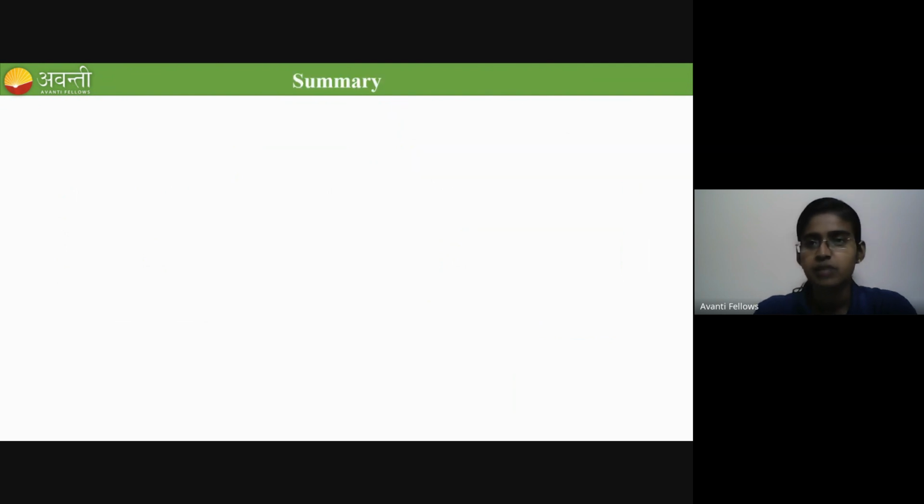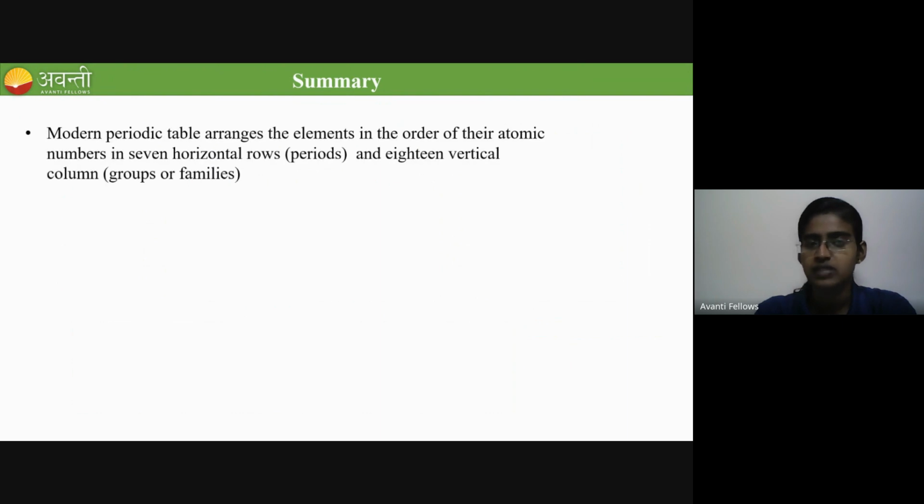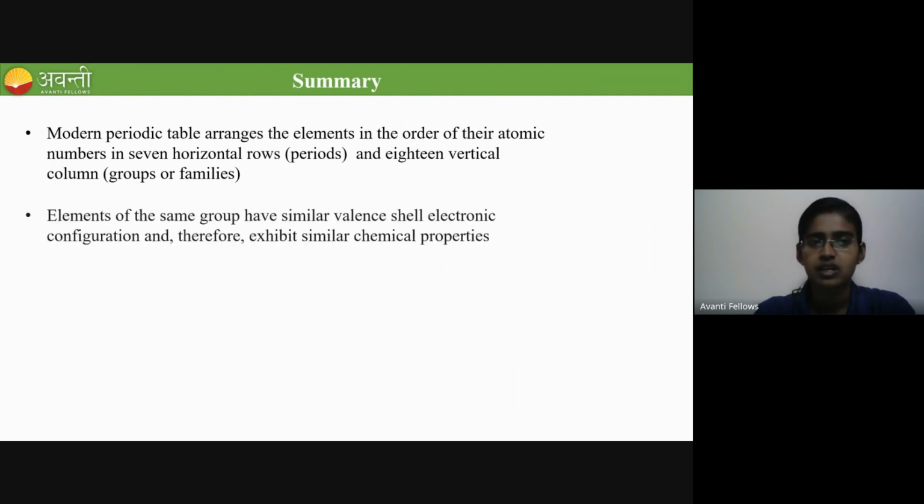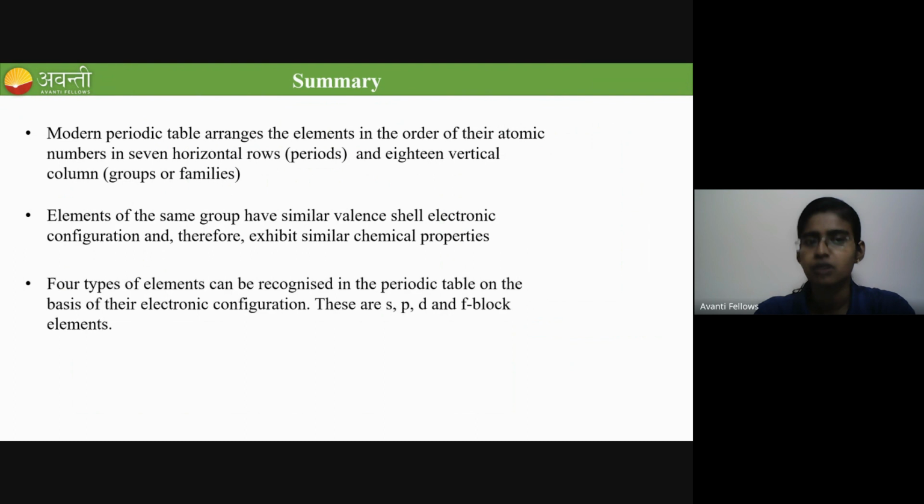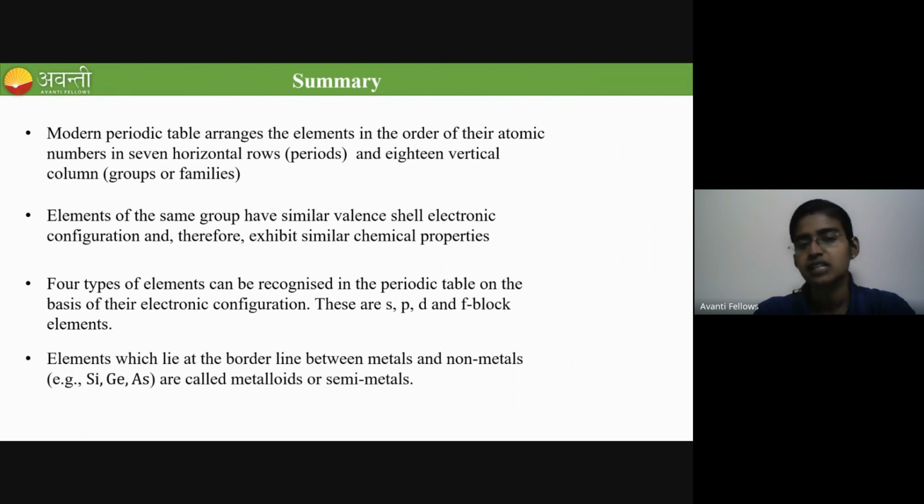And let me just summarize from the first what we discussed in the last class also. I discussed the modern periodic table with you in the last class. There were 7 periods and 18 groups. Valence electronic configurations were similar for some elements, so they exhibited similar chemical properties. And there were 4 blocks, S, P, D, and F. The elements which lie at the borderline between metals and non-metals are called metalloids or semi-metals. Okay, so this is a summary.